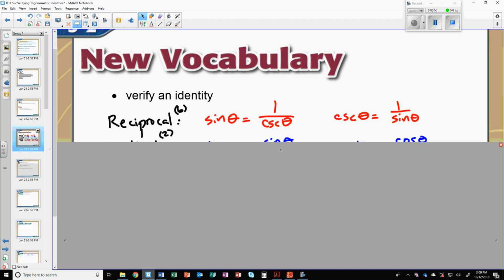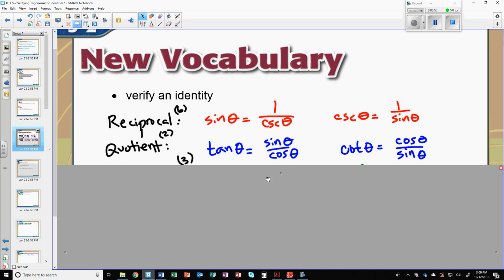The next thing that happened was we looked at quotient identities. The quotient identities is that tangent is sine over cosine, and this came from the song "sine y, cos x," tangent is y over x. Tangent is y over x, and sine is y, and cosine is x, and tangent is sine over cosine. Well, its reciprocal is cotangent, and so cotangent would be x over y, also known as cosine over sine.